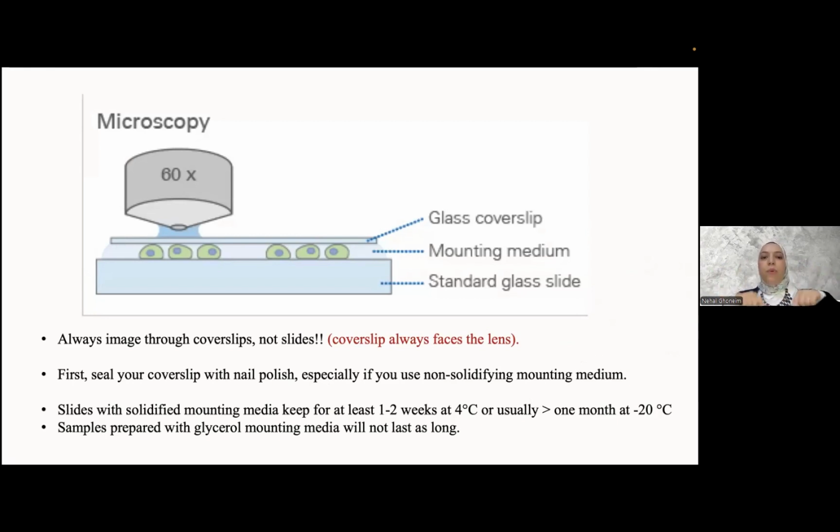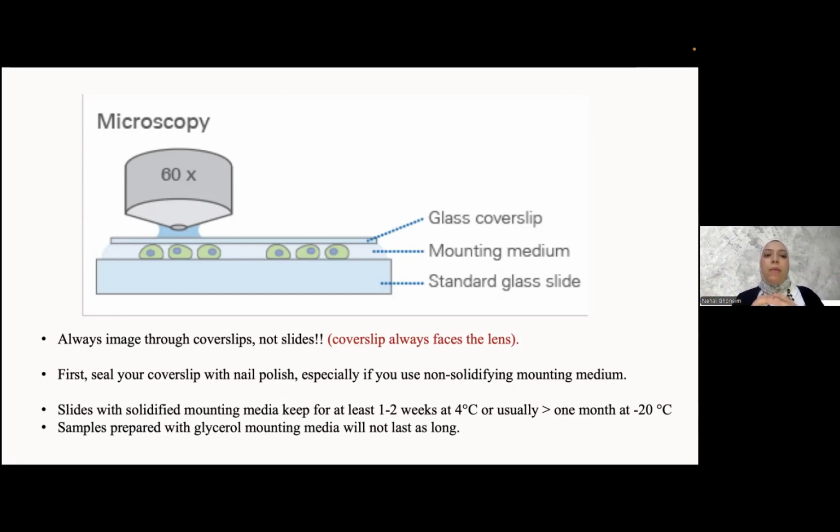seal your cover slip with nail polish, especially in the case of non-solidifying mounting media. So on the four boundaries of the cover slip, you put nail polish, any transparent nail polish, just to make sure that the cover slip is well sealed to the slide and will not be moved from your slide, and let them dry in air for sure. Because once you have incubated your sample with the fluorescent antibody, you have to work in the dark to avoid photobleaching of your fluorescent dyes.